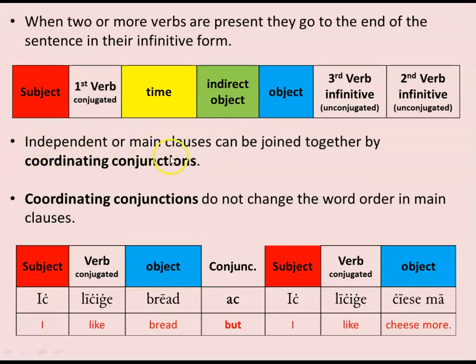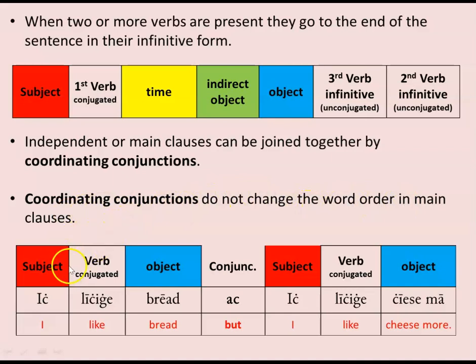Independent or main clauses can be joined together by coordinating conjunctions. There's a whole video on that earlier on in this list. I can't remember if it was number 3 or 4, which dealt with coordinating conjunctions only. Coordinating conjunctions do not change the word order in main clauses.